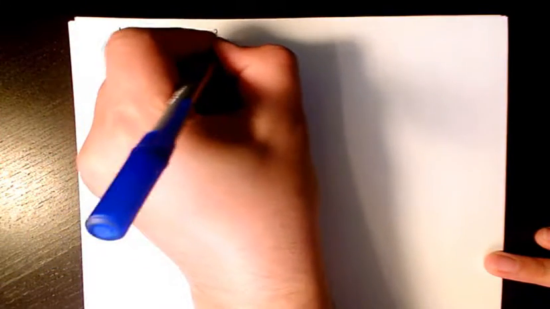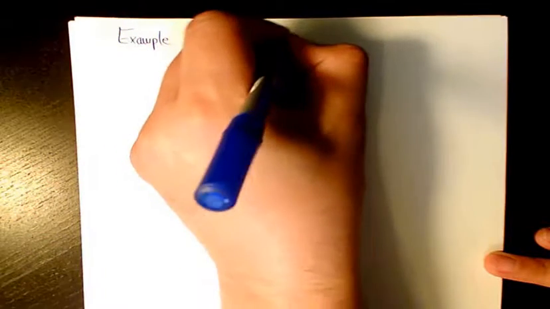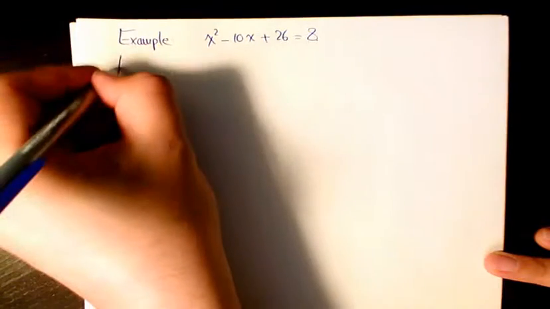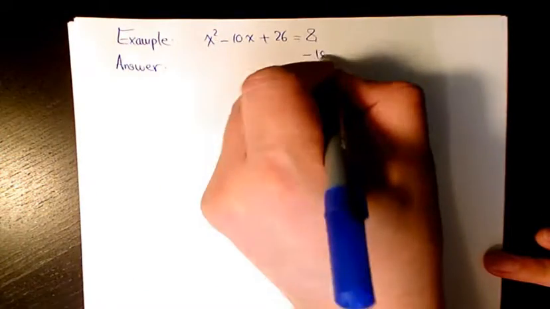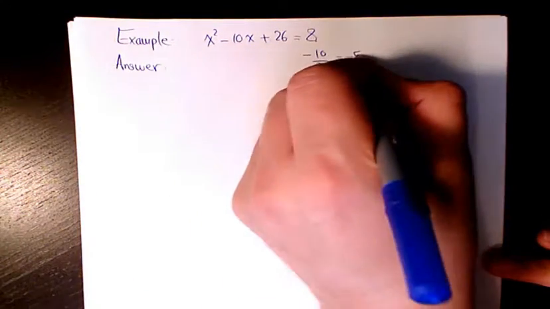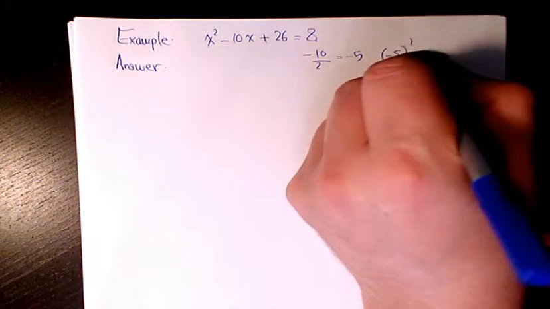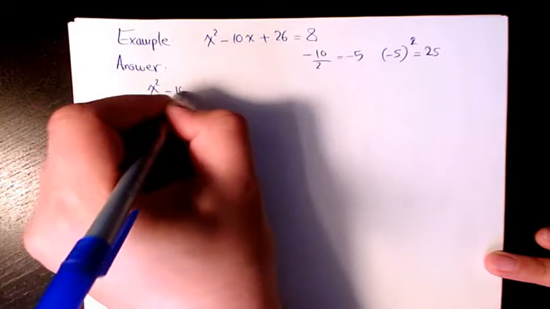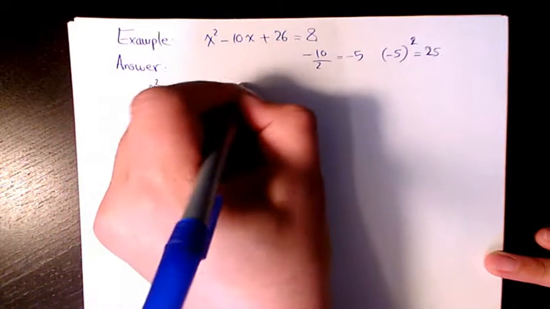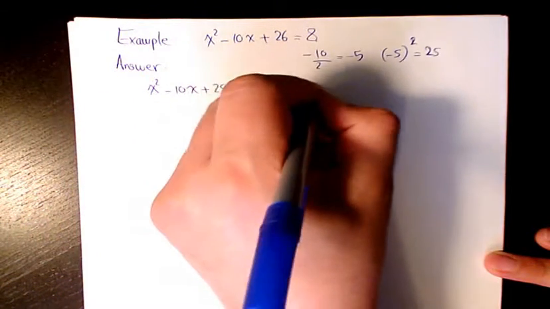x squared minus 10x plus 26 equals 8. So the answer is: negative 10 divided by 2 will be negative 5. Negative 5 squared is going to be 25. So you have x squared minus 10x plus 25 minus 25 plus 26 equals 8.